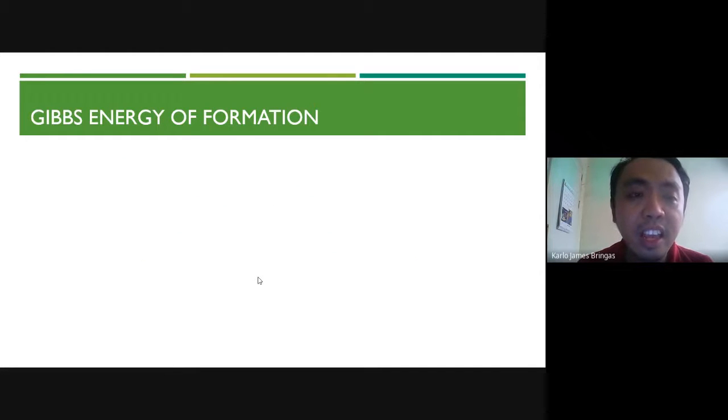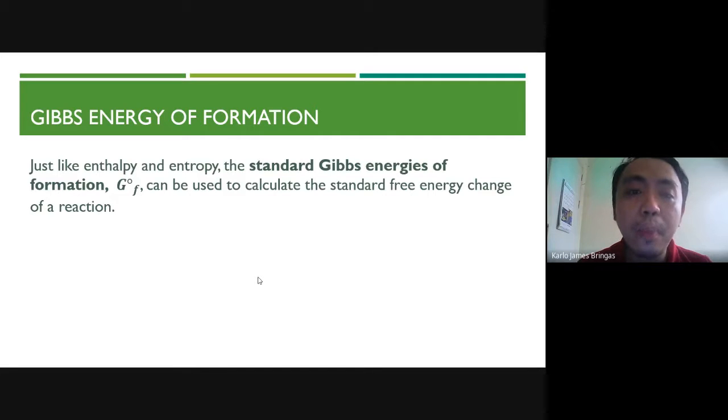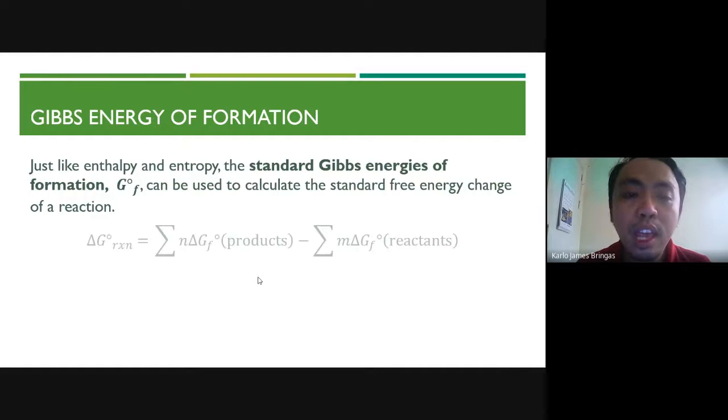Now, coincidentally, delta G can also be computed using the Gibbs energy of formation. So just like the enthalpy and entropy, the standard Gibbs energies of formation, G degree f, can be used to calculate the standard free energy change of a reaction. So the standard Gibbs energies of formation, you can still find in Appendix B of our book or any other textbooks that we might have. And we can use the Gibbs energies of formation in a manner that is similar to Hess's law.